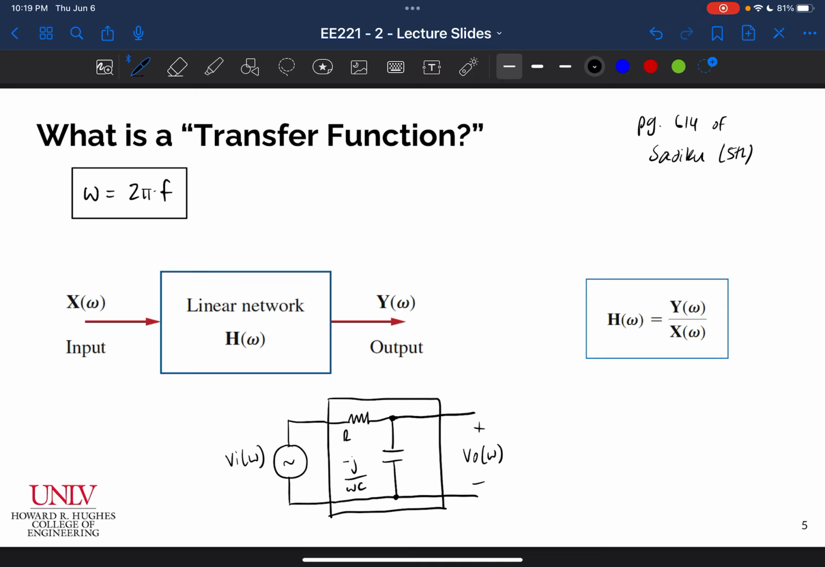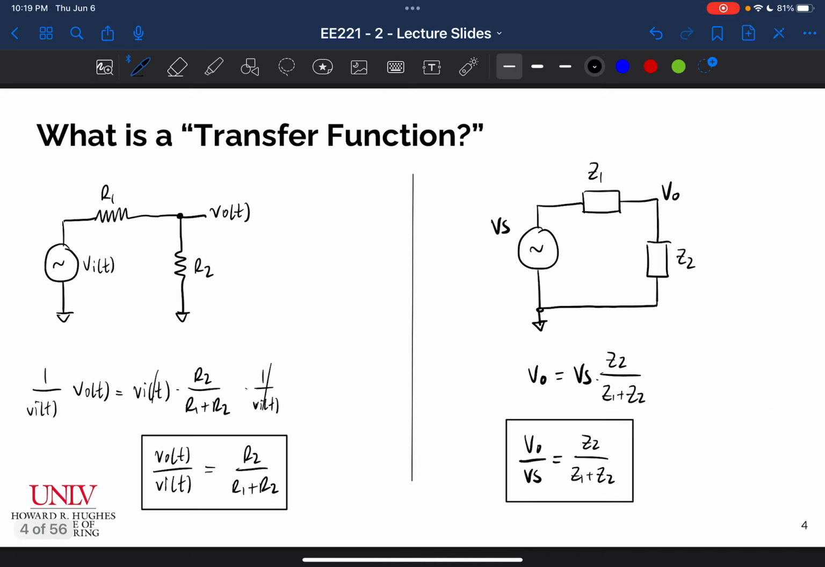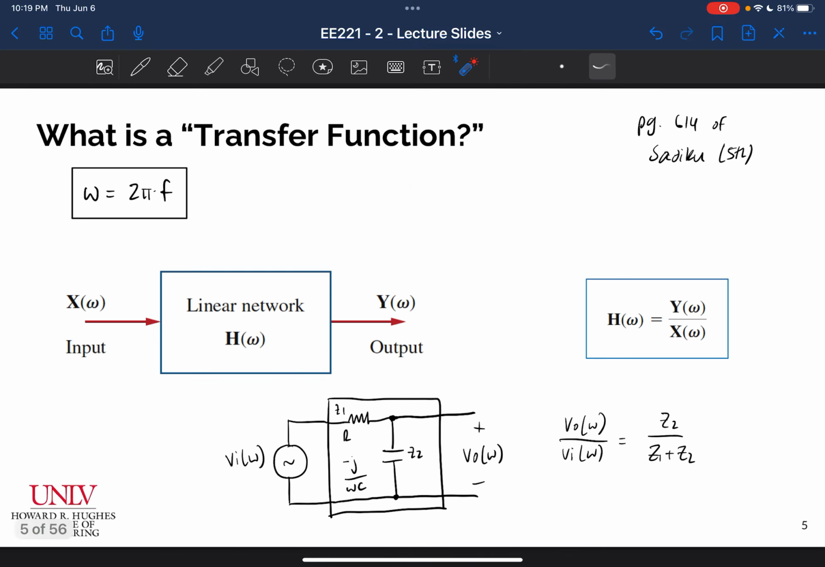And of course, we can go through here now and use the voltage divider equation to find the impedance of the resistor and the impedance of the capacitor, and we can write an expression for the ratio of the output, which in this case is V out of omega, to the input, V in of omega. We know that's going to be Z2 over Z1 plus Z2, exactly like we found on the previous page. Then all we'd have to do is plug in our impedance values and simplify and rearrange things. And that would be my H of omega in this case.